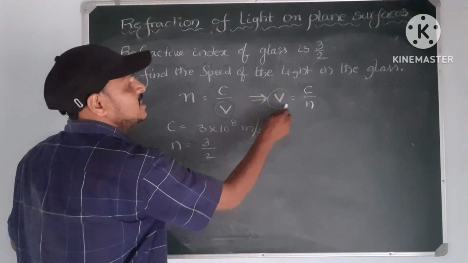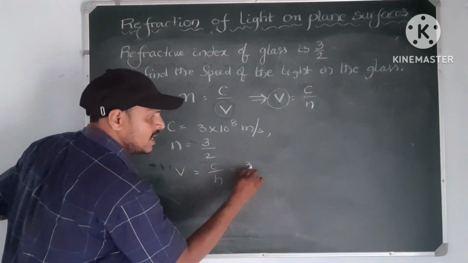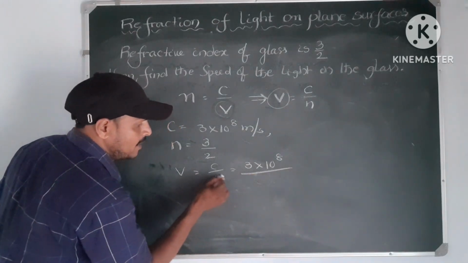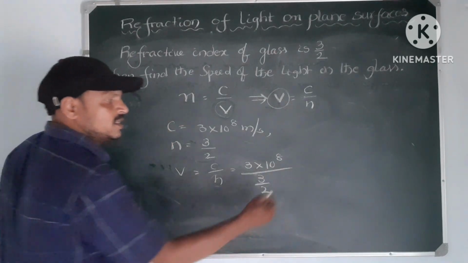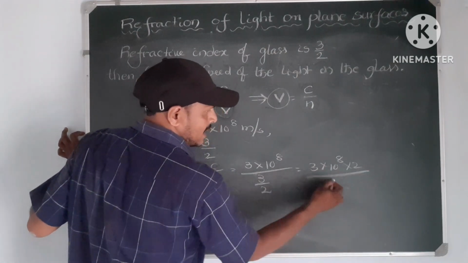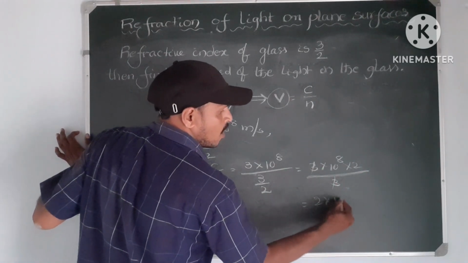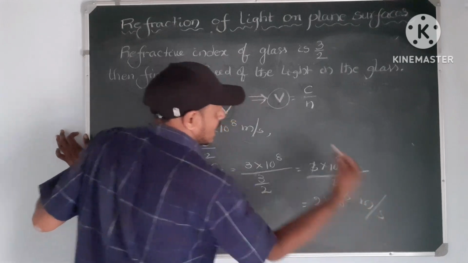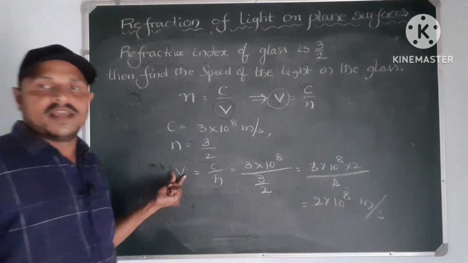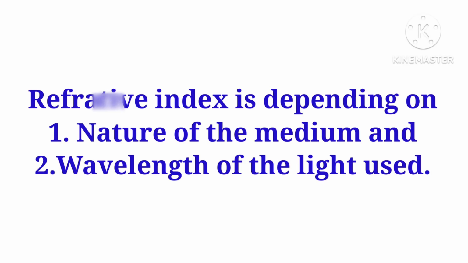So therefore the speed of light in glass is equal to c by n. That is equal to c means 3 into 10 to the power of 8, by n means 3 by 2. So that is equal to 3 into 10 to the power of 8 into 2 by 3. 3 cancels. So 2 into 10 to the power of 8 meter per second. So the speed of light in glass is 2 into 10 to the power of 8 meter per second. Refractive index depends on the nature of the medium and the wavelength of the light that we use.